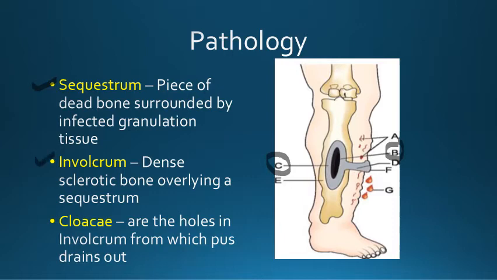Then there will be involucrum. Involucrum is the dense sclerotic bone overlying a sequestrum. In short, it is the new bone formation that the body is trying to throw up. So in this x-ray, or in this photo, the part that is C is your involucrum, and cloacae are the holes through the involucrum from which pus drains out. So this F, this part is your cloacae. It is a tract through which the pus that is formed near the sequestrum is being drained out of the body. This is your pus.